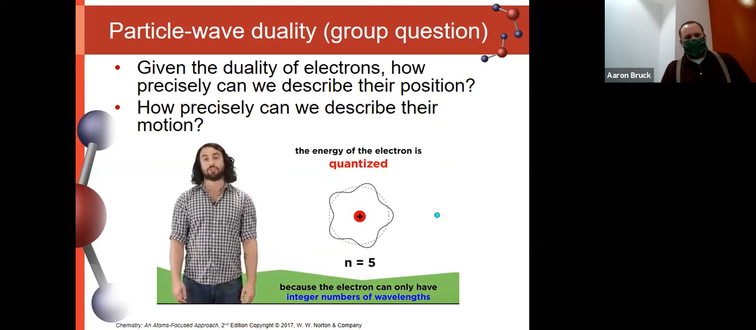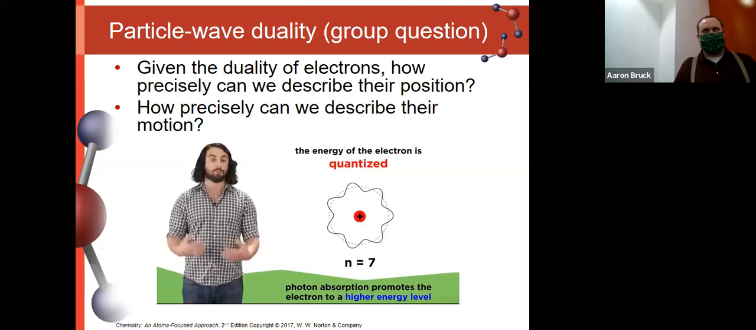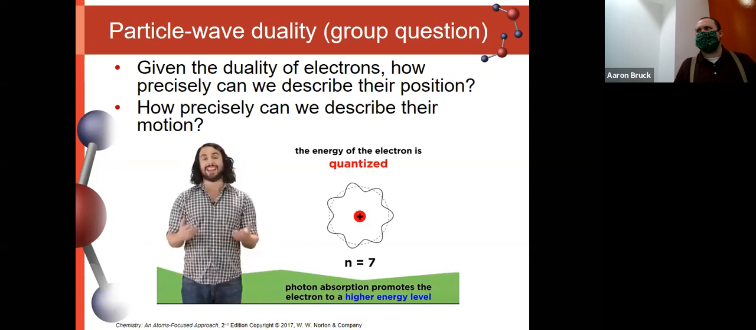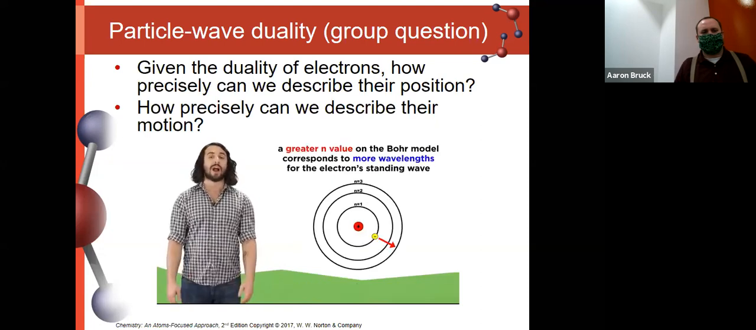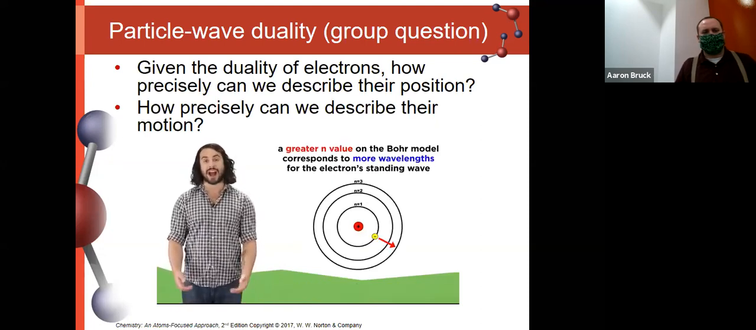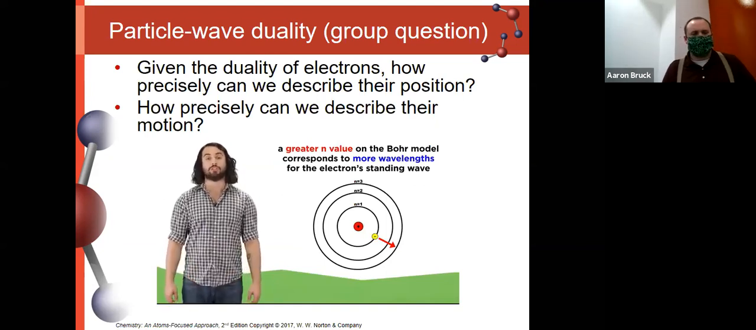When an electron is struck by a photon of a particular energy, this energy is absorbed, promoting the electron to a higher energy state and increasing the number of wavelengths contained within the standing wave. This is why the electron goes to inhabit a higher energy level, and this is what is fundamentally occurring during electron excitation.